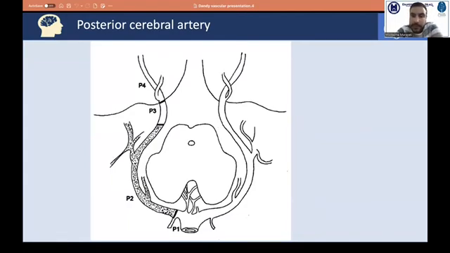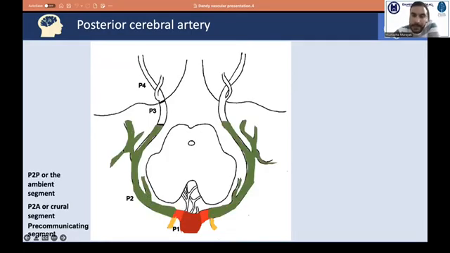It has 4 segments, just as for the MCA, while the ACA has 5 segments. Here, this is the basilar tip and the 2 terminal branches, the PCAs. The first segment is the P1 segment, just as for the ACA, it's called the pre-communicating segment. Before this one, the yellow artery, the posterior communicating artery coming from the ICA, joins the P1 segment to form the P2 segment. So the P2 segment has blood supply from the P1 segment and the PCOM from the ICA.